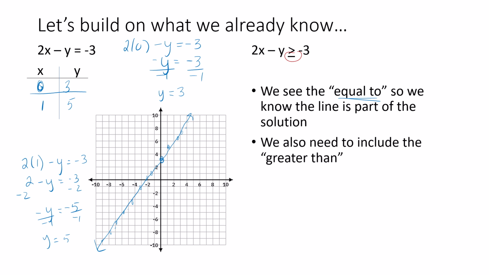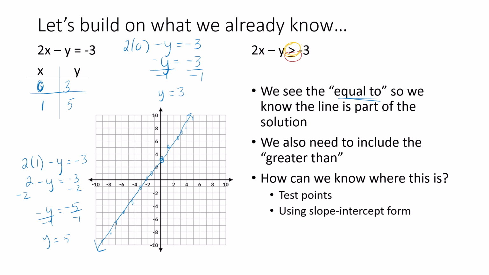But we also need to figure out what we are supposed to do with the greater than. We need to include something for the greater than. How do we know where the greater than is? Well, there are two ways you can do this. One is with test points, and the other is using the slope-intercept form of the line.